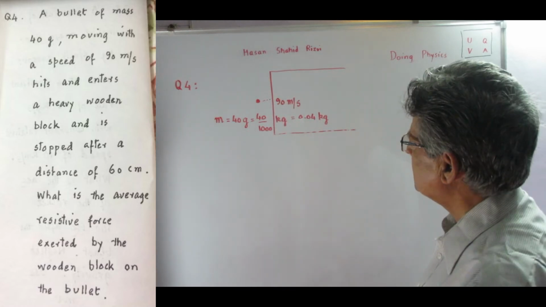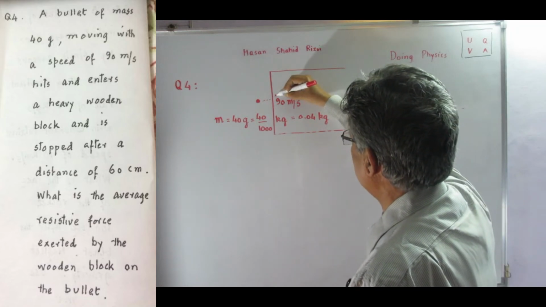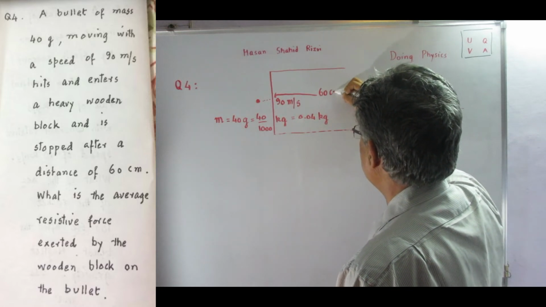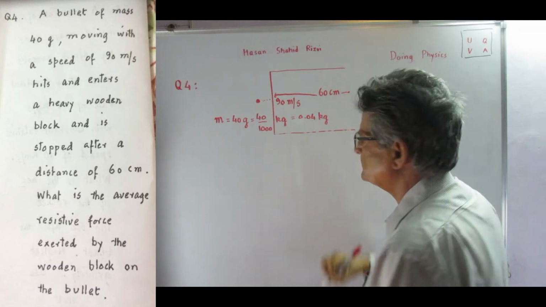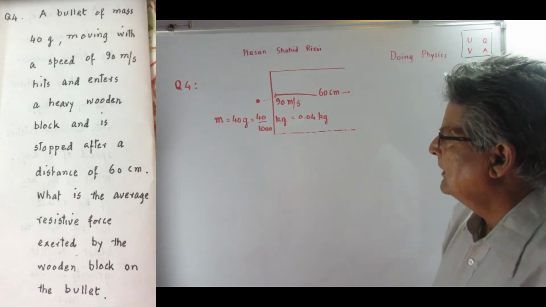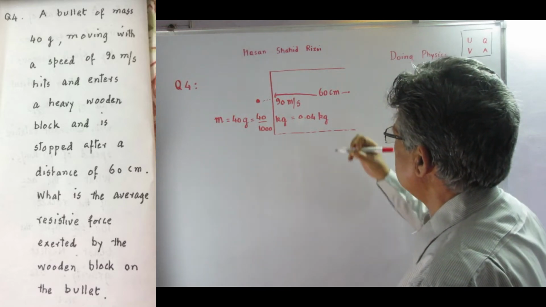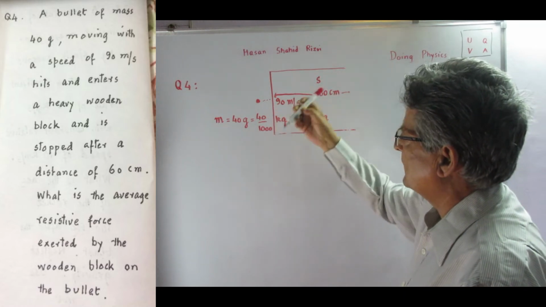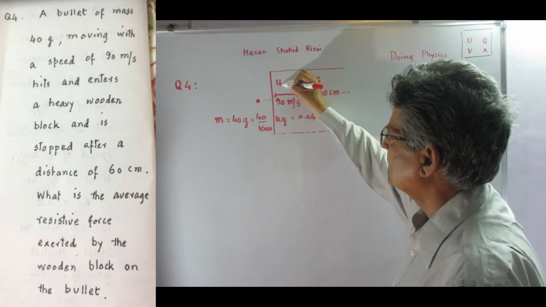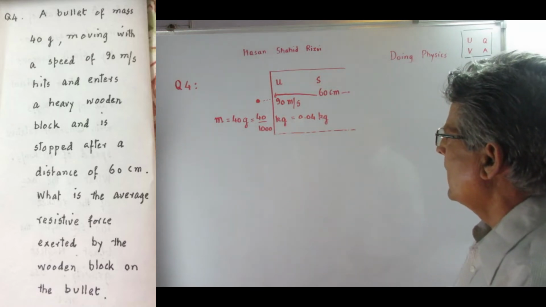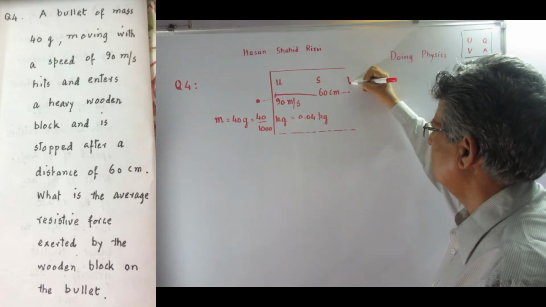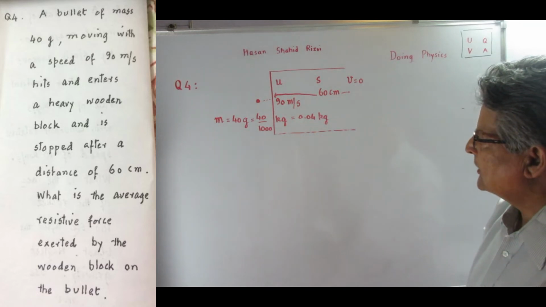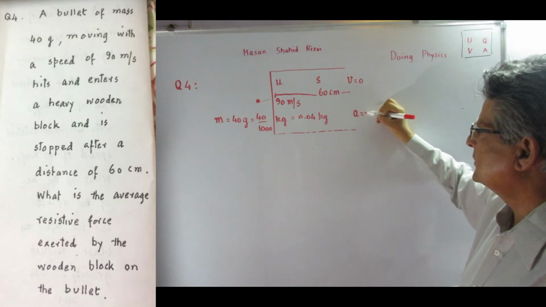Now it enters into the wooden plank, goes to a distance of 60 centimeters, and then it stops. Naturally, there is an average retardation. This is s. This velocity is u, and the final velocity is v, which is equal to 0. We have to calculate the value of a, the acceleration.